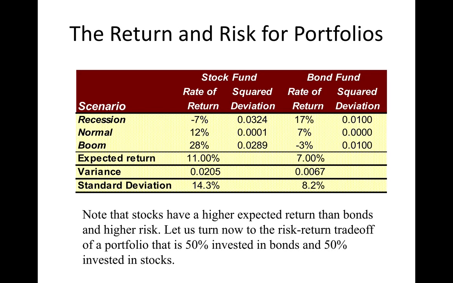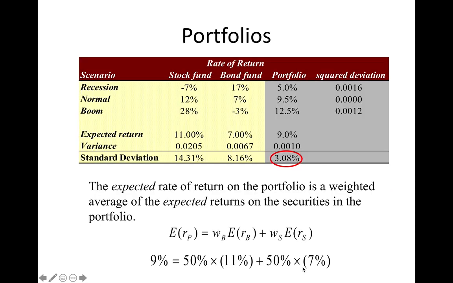So now let's see how that plays out. Note that stocks typically have higher expected return than bonds and also higher risk. So let's turn to a portfolio that is constructed with 50% in bonds and 50% in stocks. The expected return is therefore the weighted average of the expected returns on the individual securities. So here we have 50% invested in stocks plus 50% invested in bonds. That gives us an expected return on our portfolio of 9%.